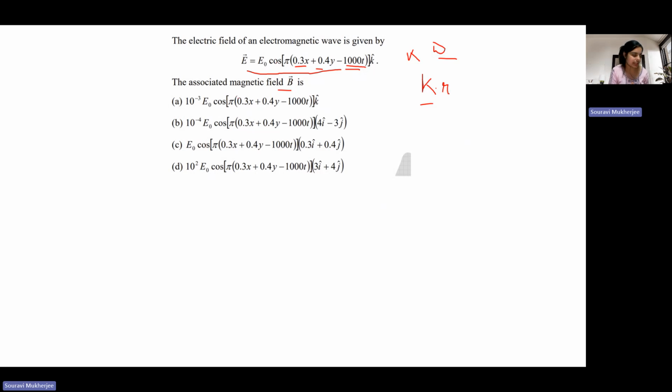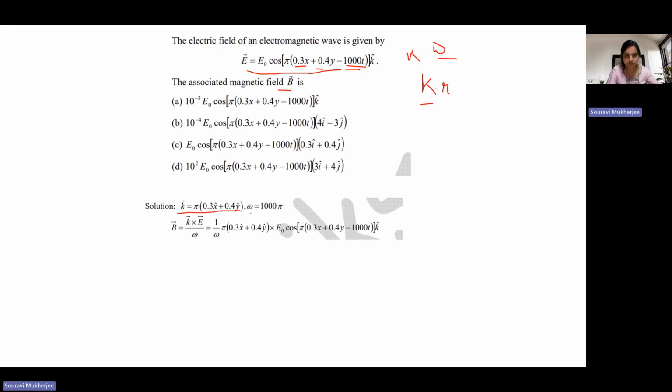So now you can find the magnetic field. Okay, so it's like this. If you compare, your k vector turns out to be this, your omega turns out to be this. So now you can use this relation to find the magnetic field.